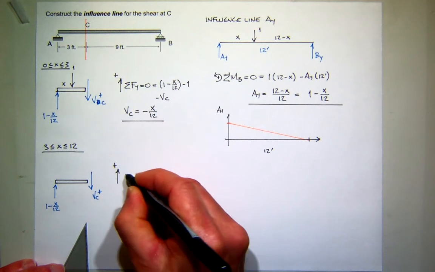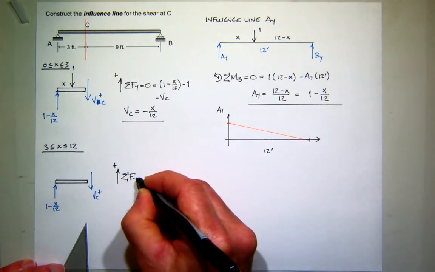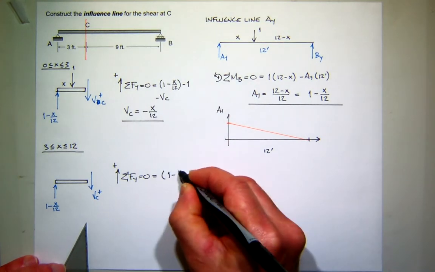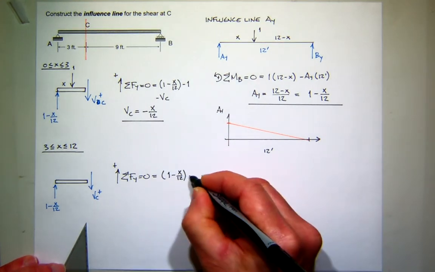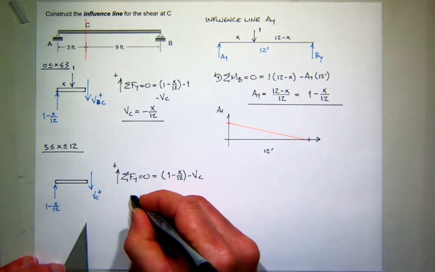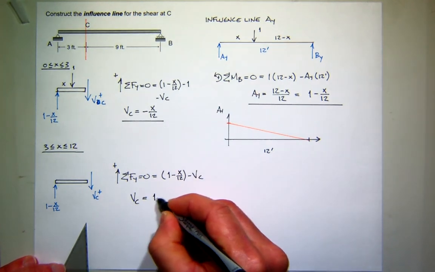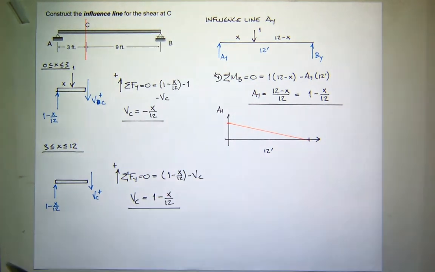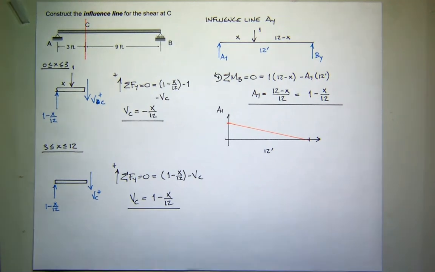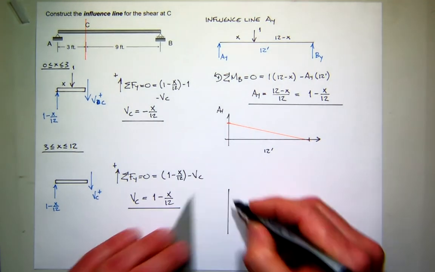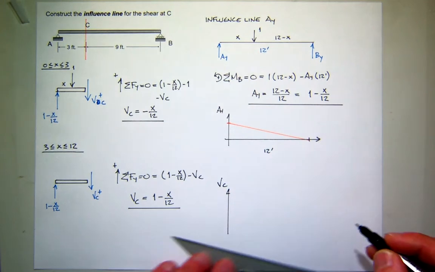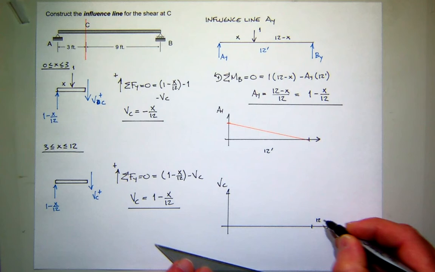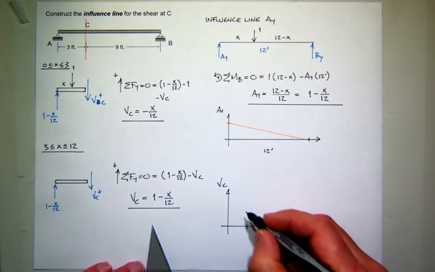I'll sum forces, assuming up is positive. Make sure we are in equilibrium. And now what do I have? Well, I've got my 1 minus x over 12 force acting up and my shear at C acting down. So I can solve for shear at C as 1 minus x over 12. Now I just plot those things. So let's come over here, make a plot of the shear at C. Now before I had 12, now I've got to worry about this position 3.